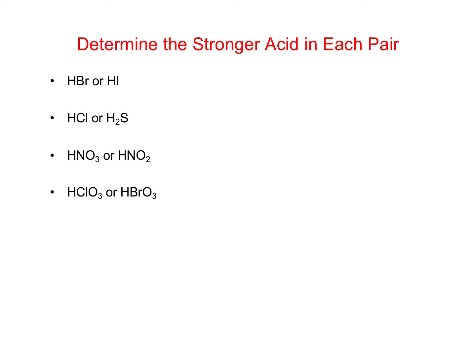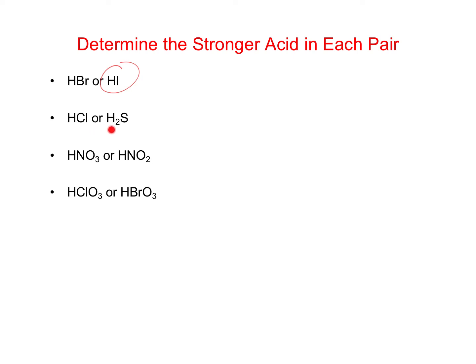Okay, so let's look at a couple examples. In each pair, we want to determine the stronger acid. For HBr and HI, these are binary acids. They're not in the same row, but they're in the same column. So when they're in the same column, I want to use the size of the nonmetal. Since iodine is lower in the periodic table than bromine, iodine is bigger. That means the HI bond in hydroiodic acid is going to be weaker than the HBr bond in hydrobromic acid. So that means that HI will be the stronger acid.